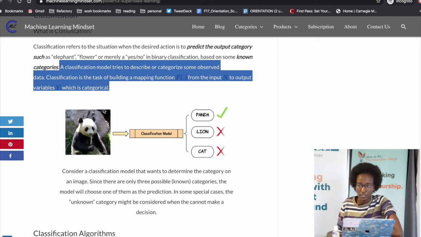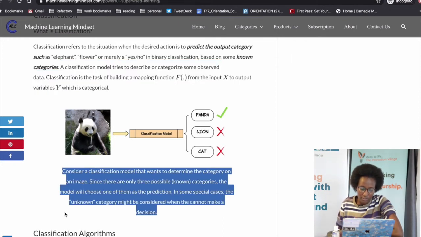So if it is accurate and the model is very good, it will say it is a panda. So as you can see, it is a panda. Okay, so consider a classification model that wants to determine the category of an image.